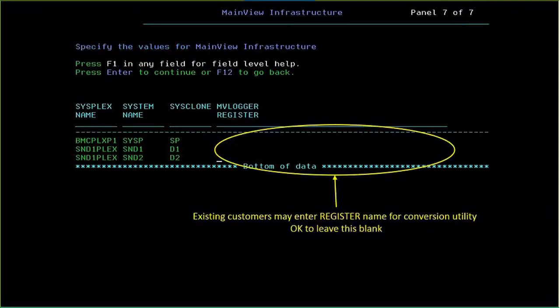Okay, here if you put in a register for the old MV logger, it will go into the conversion utility, and what that will do is read all the existing logger files, the .a files, and convert them into log sets. So I don't really see a lot of value in doing this, but if your customer wants to do it, this is where they put it in. Blanks are okay, and the product will just continue on whether you put in a register name or not.